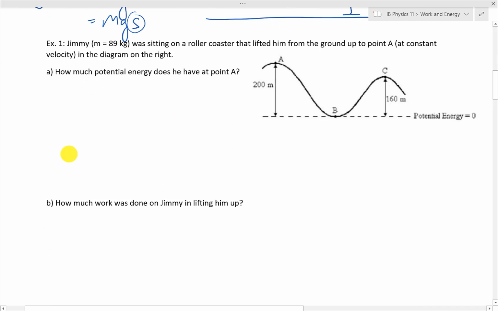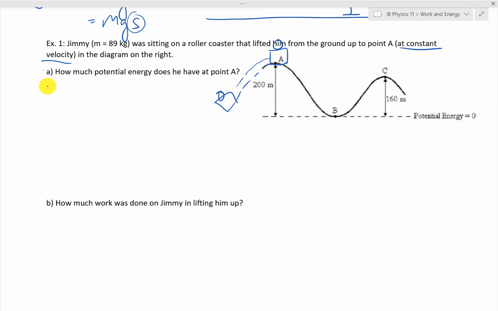Okay, Jimmy is sitting on a roller coaster that lifted him from the ground up to point A, and it did so at constant velocity, in the diagram on the right. So imagine Jimmy was here and the ride pushed him all the way to the top at point A. Question A: how much potential energy does Jimmy have at point A?